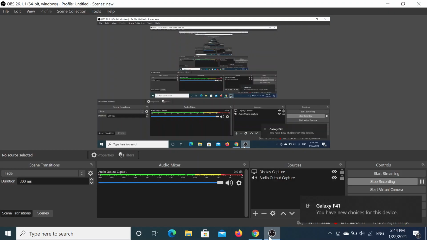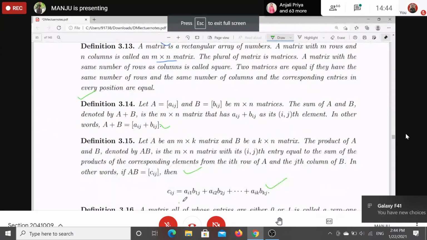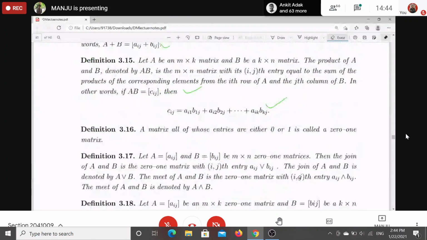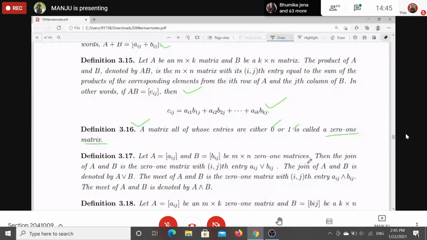Sum I have discussed, Aij plus Bij. Multiplication I have discussed, and for example, Cij will be this one. Now, one more definition is there: 0-1 matrix. As the name suggests, there will be present either 0 or 1 or both. A matrix whose entries are either 0 or 1 is known as a 0-1 matrix. Understood?